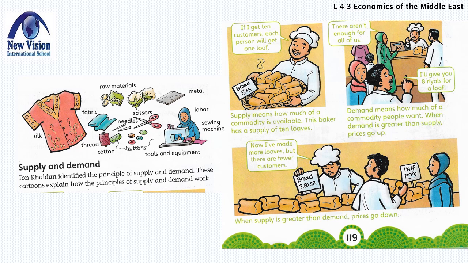Supply means how much of a commodity is available. This baker has a supply of 10 loaves. One day, so many customers came to his shop, but he did not have enough bags of bread. He did not expect so many customers during those days. There was a higher demand for bread. People said, "There aren't enough for all of us. I will give you 8 reals for a bag." Demand means how much of a commodity people want. When demand is greater than supply, prices go up.